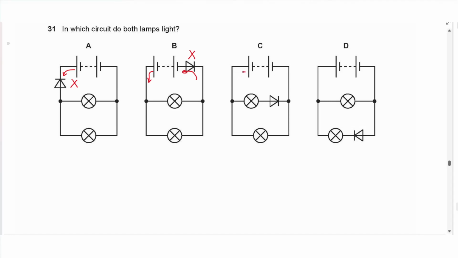In C, we have the current coming here and it will split in these two branches. The one on the bottom will work normally, and the one in the middle has the diode connected in forward direction, so it will work. So both lamps will work, so the choice here is C. As for D, the diode is connected in reverse for the current trying to move through this lamp. The upper lamp will work normally, but the lower lamp will not work.